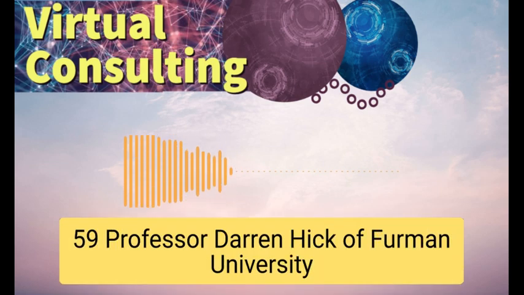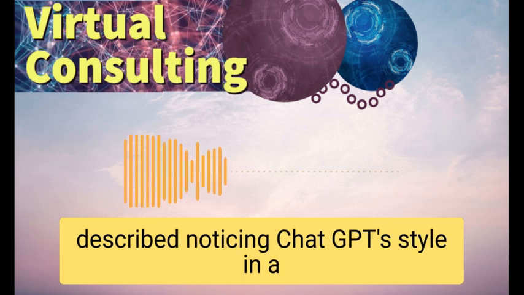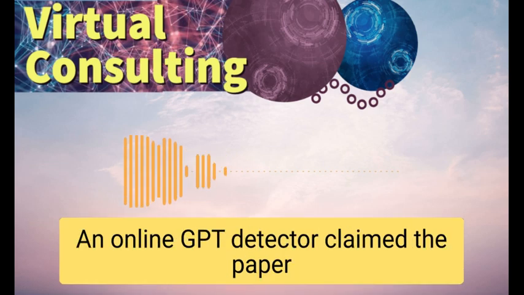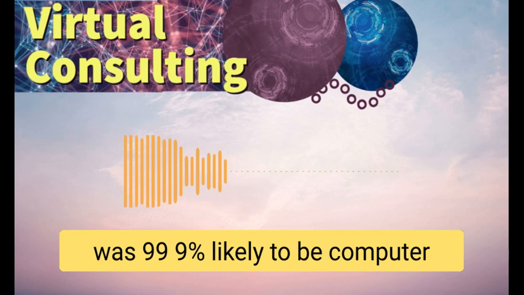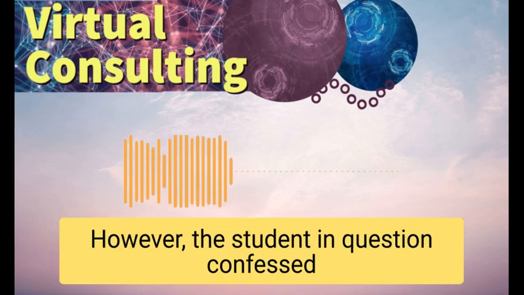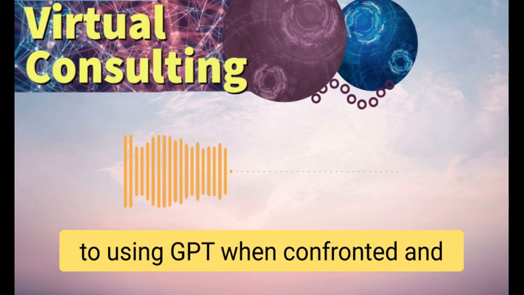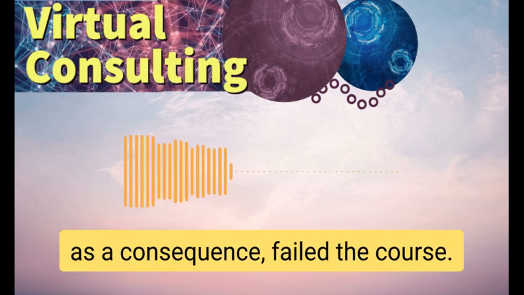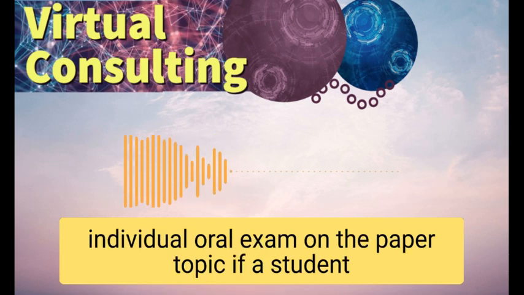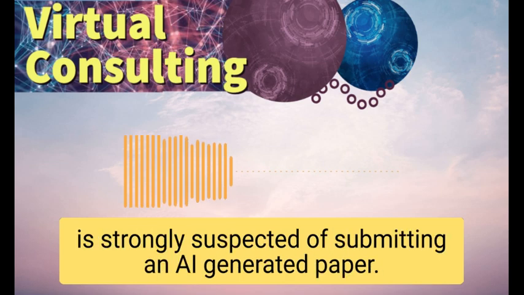59. Professor Darren Hick of Furman University described noticing ChatGPT's style in a paper submitted by a student. An online GPT detector claimed the paper was 99.9% likely to be computer-generated, but Hick had no hard proof. However, the student in question confessed to using GPT when confronted, and as a consequence failed the course. 60. Hick suggested a policy of giving an ad hoc individual oral exam on the paper topic if a student is strongly suspected of submitting an AI-generated paper.